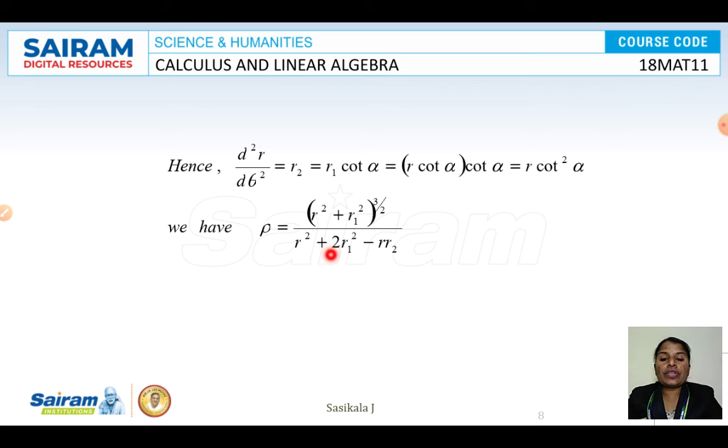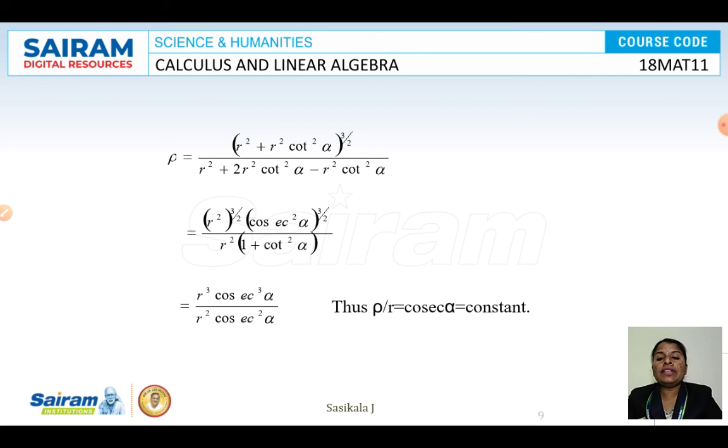So we know the formula for radius of curvature. What is that? (r squared plus r1 squared) the whole power 3 by 2 by r squared plus 2 r1 squared minus r r2. So what will happen? Just substitute r1, that is r cot alpha, and r2 also. So r squared plus r squared cot squared alpha over r squared plus 2 r squared cot squared alpha minus r squared cot squared alpha. So what will happen? r squared you can take out. It will become (r squared) the whole power of 3 by 2 into (1 plus cot squared, which is cosecant squared alpha) the whole power 3 by 2, by r squared plus 2 r squared cot squared alpha minus r squared cot squared alpha.